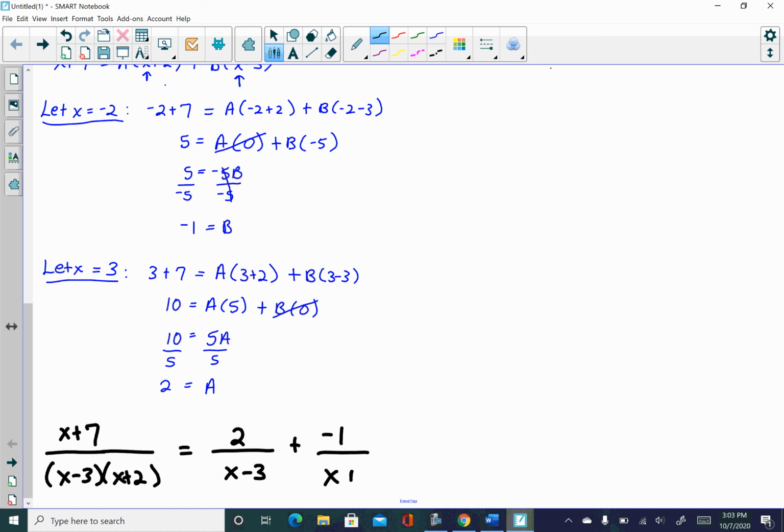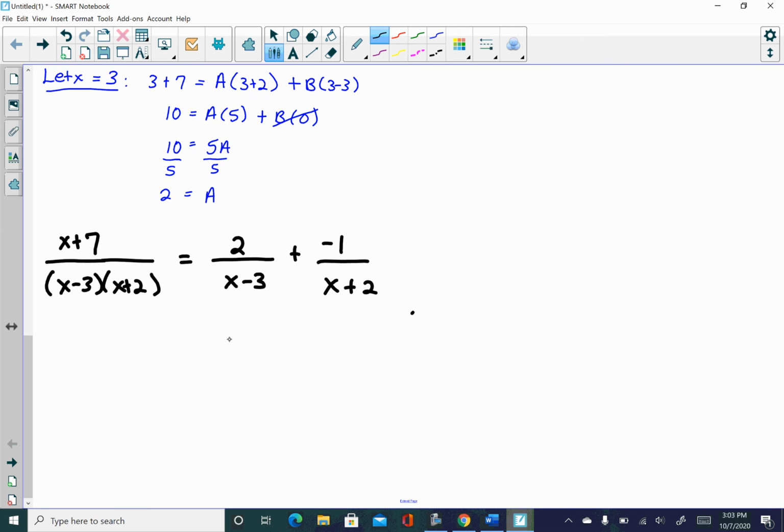Now technically, right here I have a double sign, but I just wanted to emphasize that our B was -1. You could write 2 over x minus 3 minus 1 over, so let me go ahead and just show it. We could say that this is the same as 2 over x minus 3 minus 1 over x plus 2, okay? Either way is fine, okay?